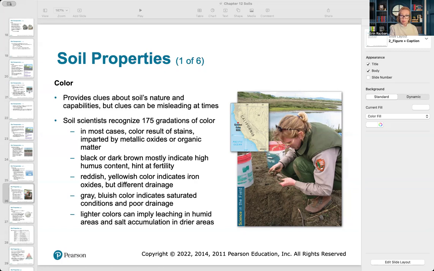For example, dark brown or black soils often indicate high organic matter content. Reddish soils typically suggest high iron oxide presence, and grayish colors might indicate poor drainage or limited oxygen. But be careful, color can also be misleading. It's just one piece of the puzzle.